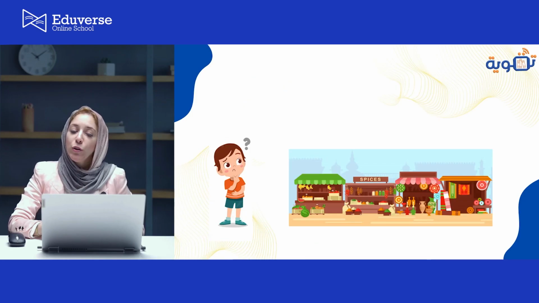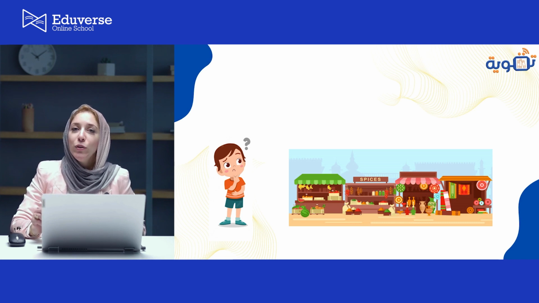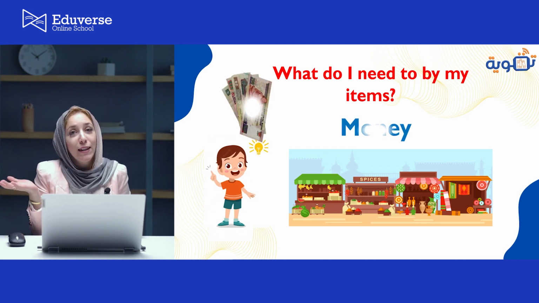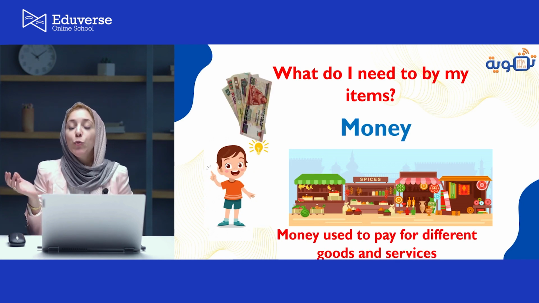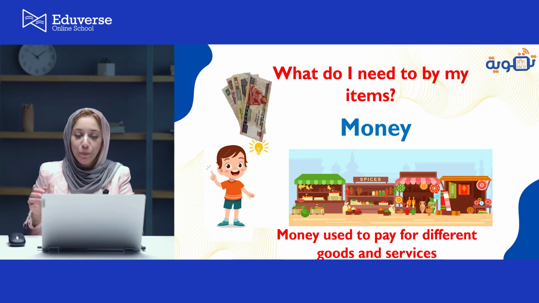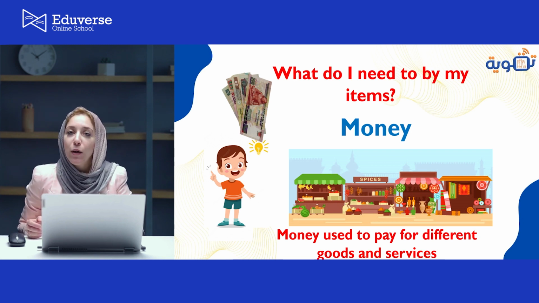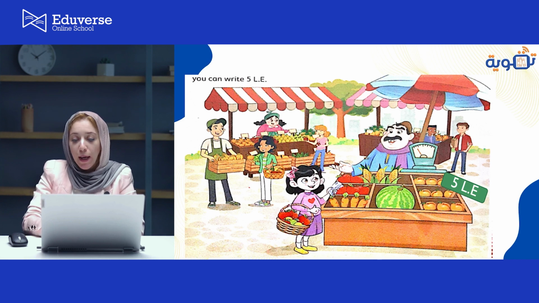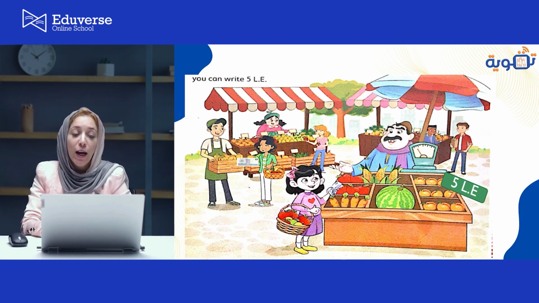I am Miss Wiam Basuni, math teacher from Taqwiya, and today we're going to start a new lesson, which is Egyptian money. I'm going to a store to buy my items. What do I need to buy my items? Yes, I need money. Money is used to pay for different goods and services. Today, I'm going to learn about Egyptian money. We often use LE to stand for the word Egyptian pound. For example, if we have 5 pounds, you can write it as 5 LE.